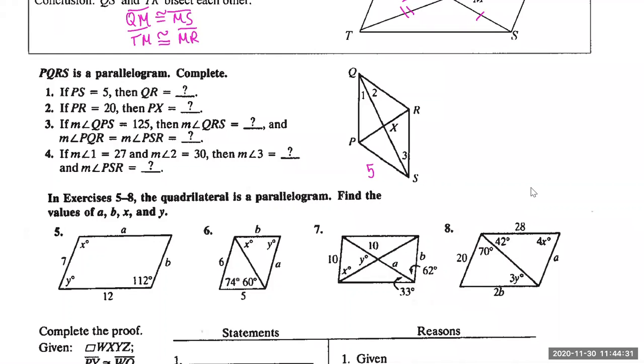Okay, so PS being the opposite side to QR, we would then know it must be equal to 5. Very good. Okay. And then for 2, if you know that PR is equal to 20, what must PX be equal to? So very good. Remember, diagonals bisect each other, right?